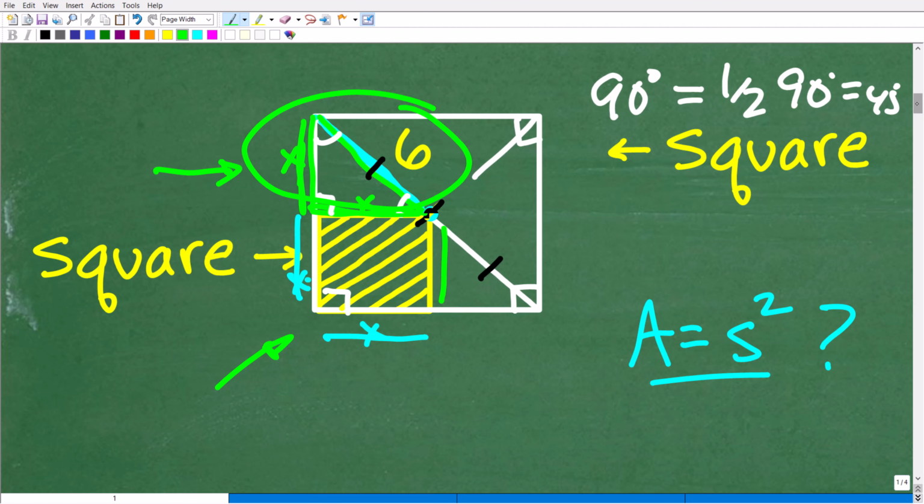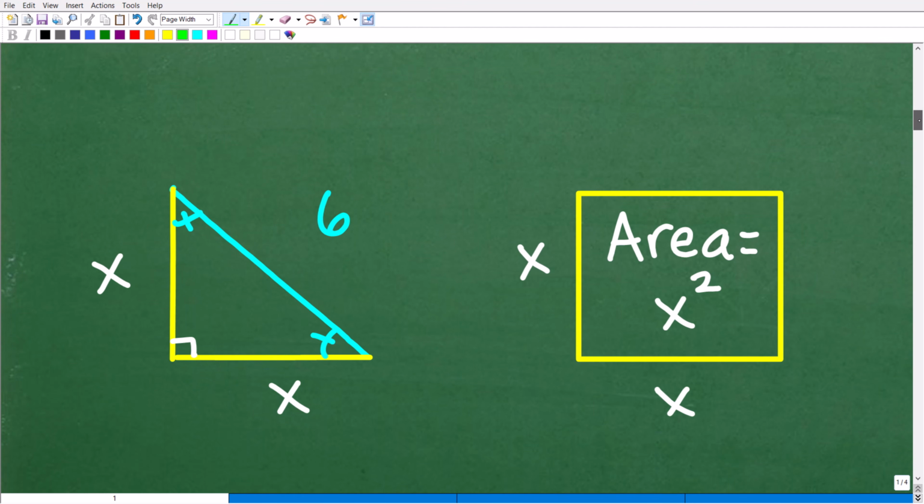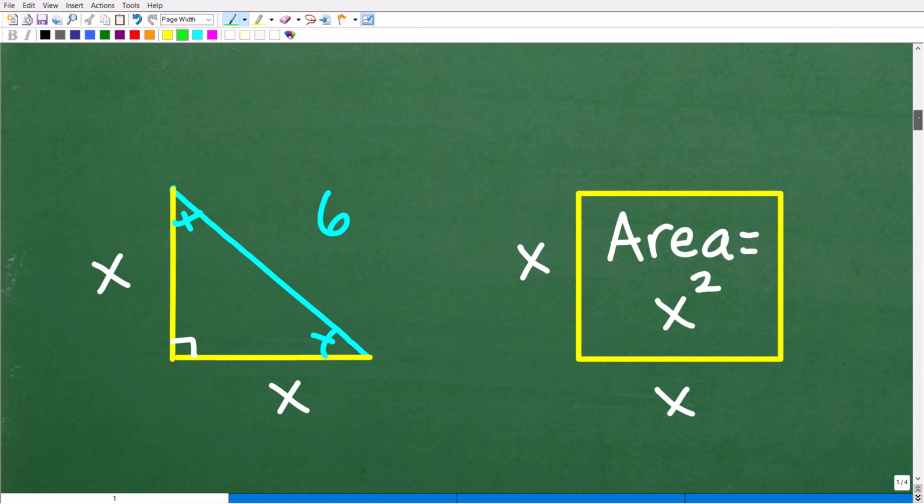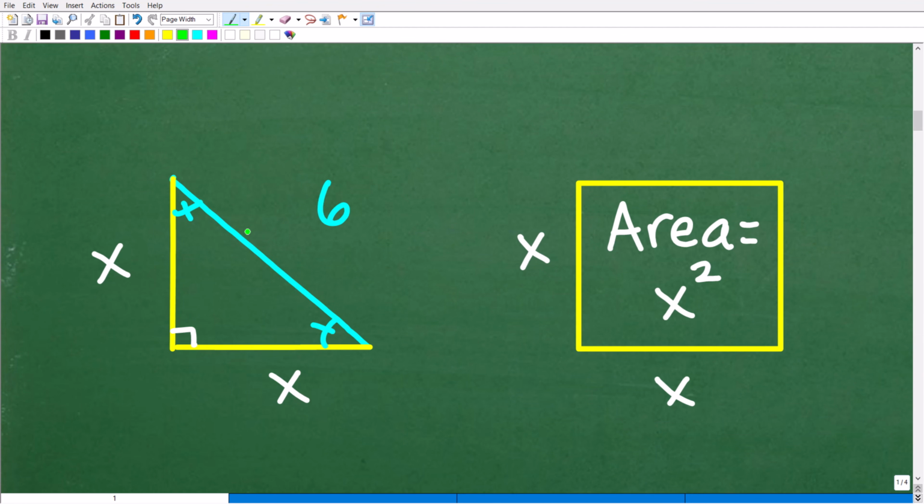Okay, so let's go ahead and think about this problem in this way. So we have this small triangle. Okay, so this one right here is this triangle. I'm just going to break this out so we can concentrate on this. So these angles right here are the same.